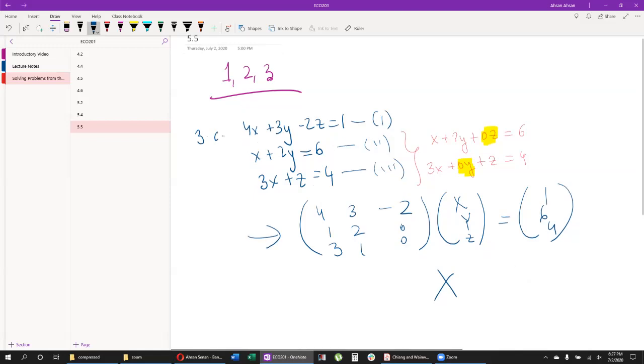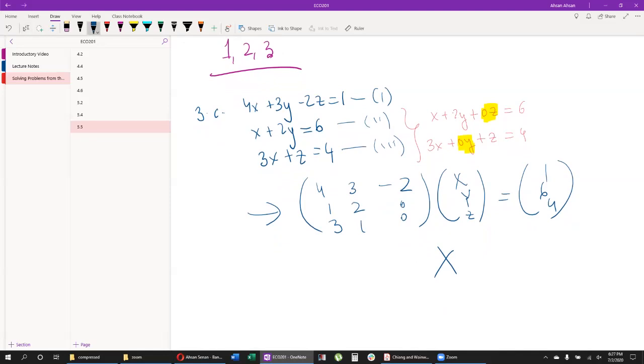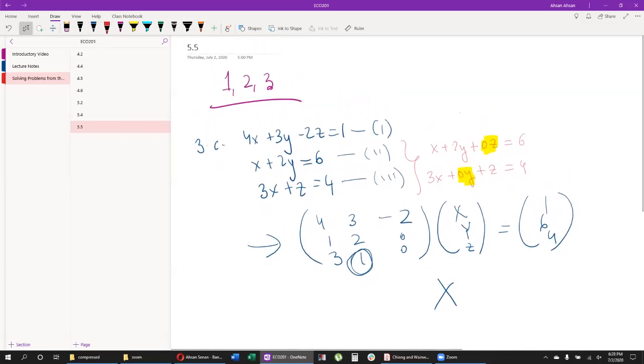The reason why this is wrong is because this right here, this is the value of z. So what we want in the first column is all values of x, then all values of y, then all values of z. That's how the columns are arranged. And for the rows, the first row is the first equation. Second row is the second equation. Third row is the third equation. As a result, this one right here does not belong here.